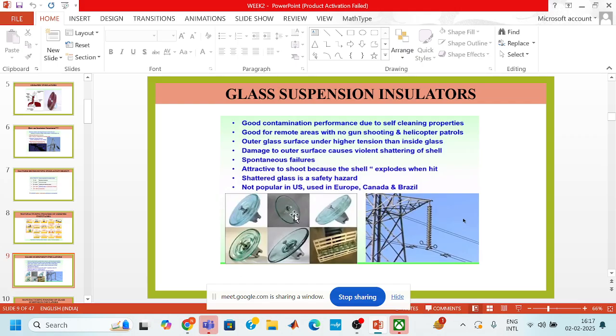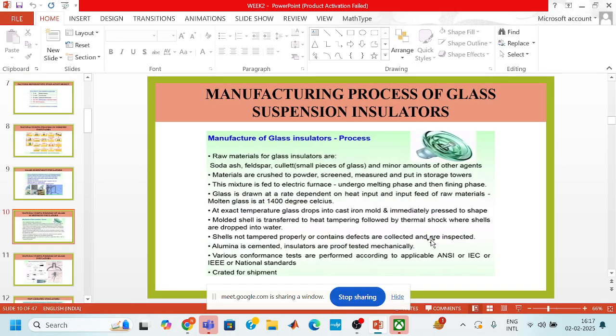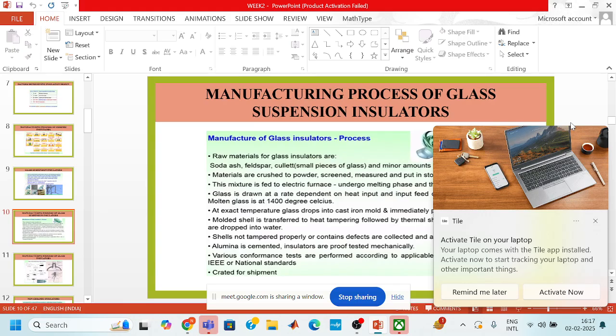You can see the glass insulators made of glass, and they also have a metal and ductile cap and pin, and are used in transmission lines like this. So for manufacturing, there are different steps also here.